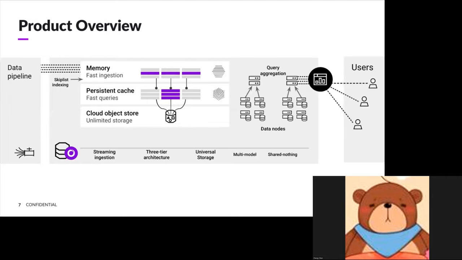So let's look at the product overview of SingleStore. We have a very fast data pipeline to ingest data into SingleStore. We have a three-tier architecture. The top tier is a very fast in-memory lock-free skiplist-based row store. The second tier is an on-disk LSM-based column store residing on SSD.